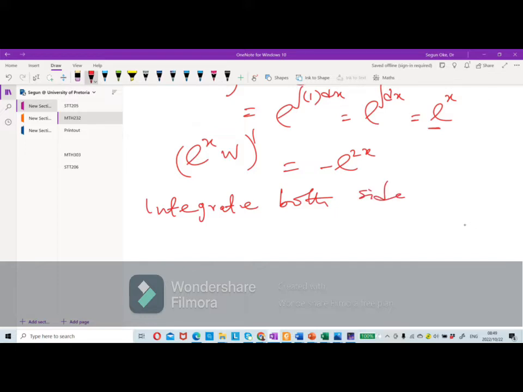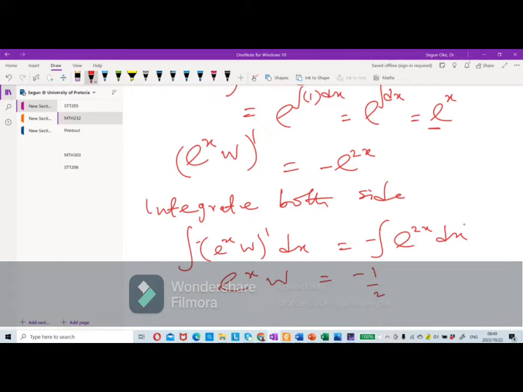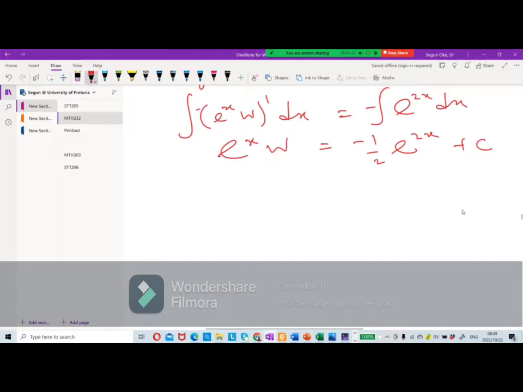When you integrate both sides, what do you have? You have integral of exponential of this side, the x, equals to integral of exponential 2x dx. So this one we cancel. So we have e^x W equals to, let's integrate this one, 1 over 2 exponential 2x plus c. So by the time we look for W, don't forget, we can divide both sides by exponential x. So if you divide both sides by exponential x, you have W equals to negative 1 over 2 e.